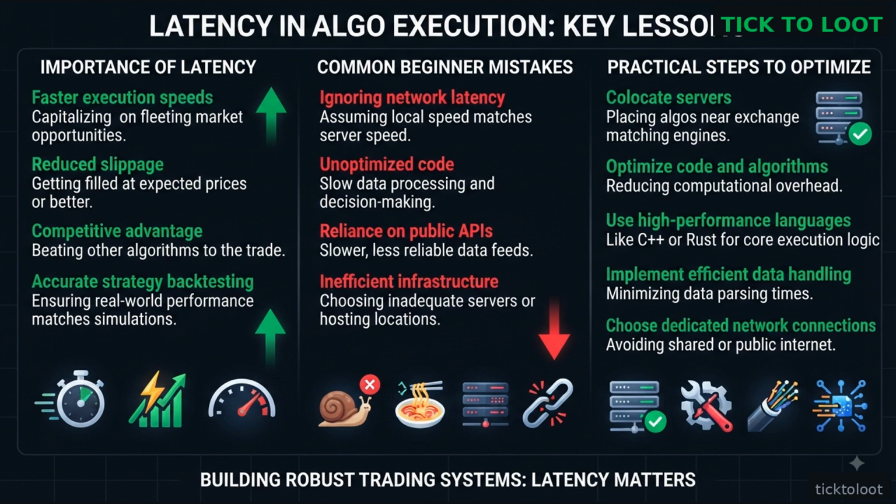In this lesson, we've covered the importance of latency in algo execution, common beginner mistakes, and practical steps to optimize latency. We've also discussed the connection between latency and risk management and how latency can impact a trader's performance. The key takeaways from this lesson are to always consider latency when trading, to optimize your trading algorithm to minimize latency, and to monitor latency to identify areas for improvement. By following these principles, you can improve your trading performance and stay competitive in the markets. In the next scene, we'll conclude this lesson and provide a call to action.